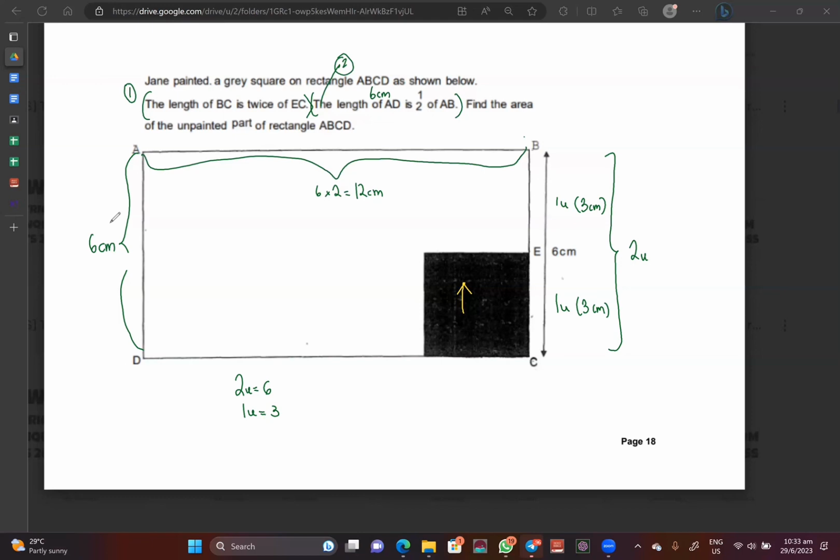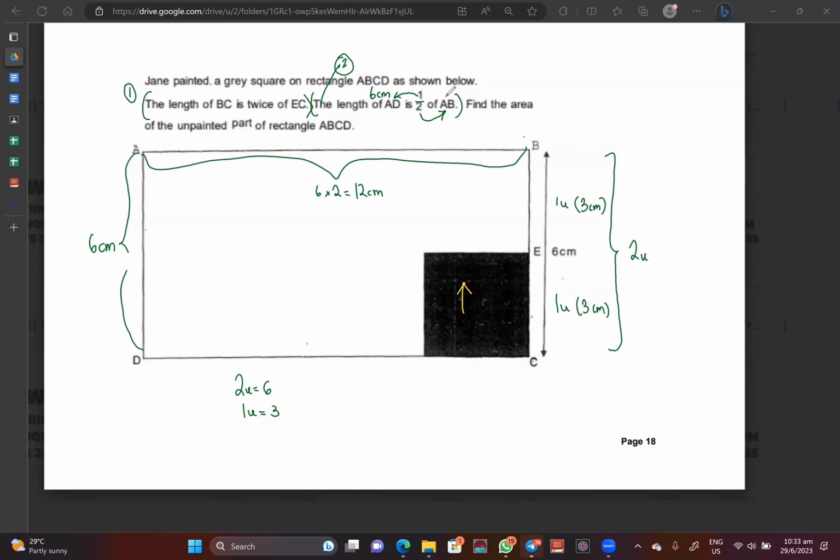Another way to see is this. When you see half, you can say that 1 unit goes to AD and 2 units go to AB. So if 1 unit is 6 cm, then AB will be 2 units. 2 units will be 6 times 2. Now, they want us to find the area of the unpainted part of rectangle ABCD.